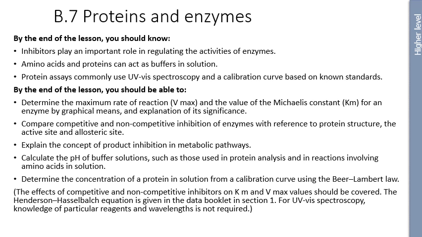proteins and enzymes, and should be able to determine Vmax and the Michaelis constant, Km, using graphical means, compare competitive and non-competitive inhibition of enzymes, explain the concept of product inhibition, calculate pH values for buffer solutions, which again we've already looked at, and determine the concentration of a protein in solution from a calibration curve using something called Beer-Lambert's law.